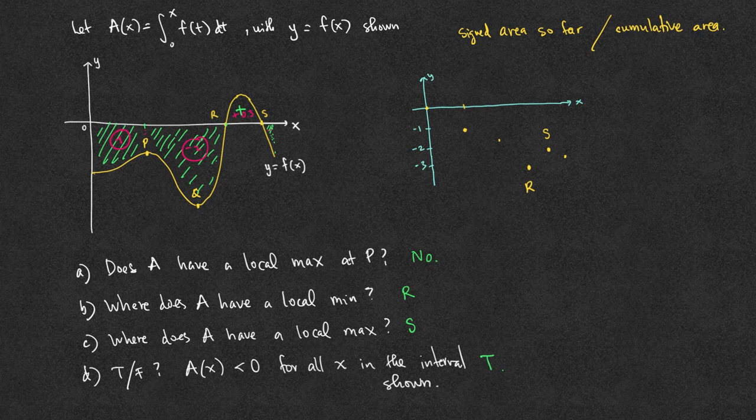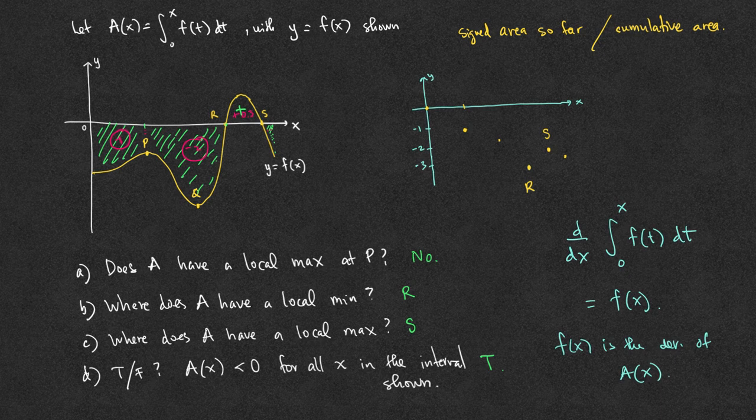There is a better way to answer this question, and that is using what we're about to develop. If we have the signed area so far, or the accumulation function, the definite integral from 0 to x of f of t dt, taking the derivative of this will give us f of x. And so taking the derivative of the function A gives us back this curve. By looking at this curve, we can see that f of x is the derivative of A of x.